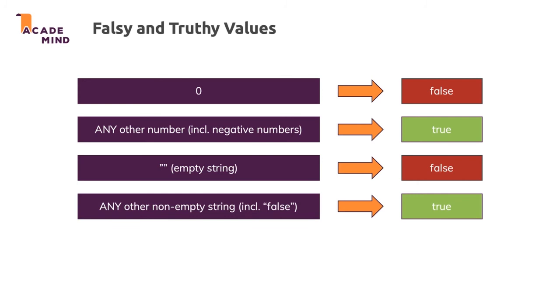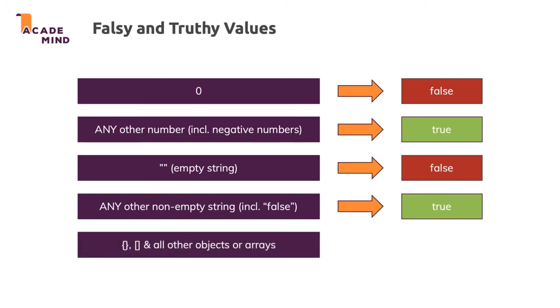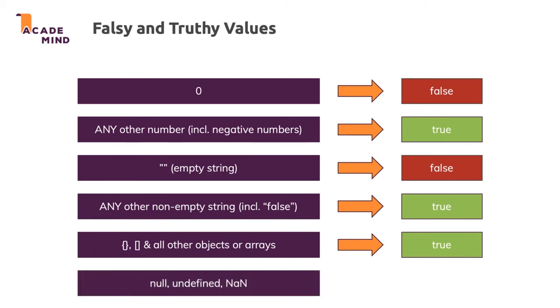And for objects and arrays, it's important to understand that all objects and arrays, even empty ones, are always treated as true. So an empty object is not treated as false, it's always treated as true, no matter if there's data in it or not. Null, undefined, and not a number, by the way, are always treated as false. So these are the truthy and falsy values you can keep in mind. You can take that slide, it's attached, and kind of print it out and put it next to your desk. These are the special cases in JavaScript.